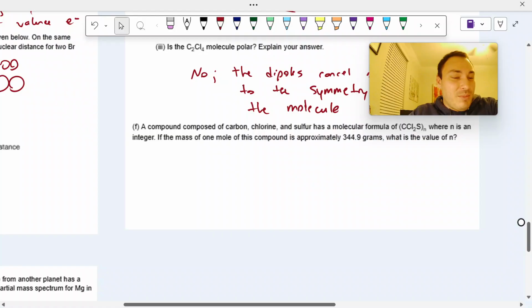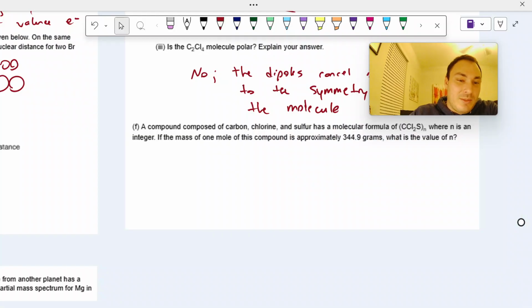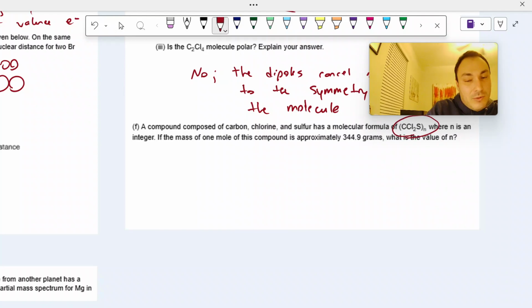A compound composed of carbon, chlorine, and sulfur has a molecular formula (CCl2S)N, where N is an integer. If the mass of 1 mole of this compound is 344.3 grams, what is the value of N? So this is one way to write a molecular formula, where the empirical formula is in the parentheses, and this N stands for what we're multiplying everything in the empirical formula by to get the molecular formula.